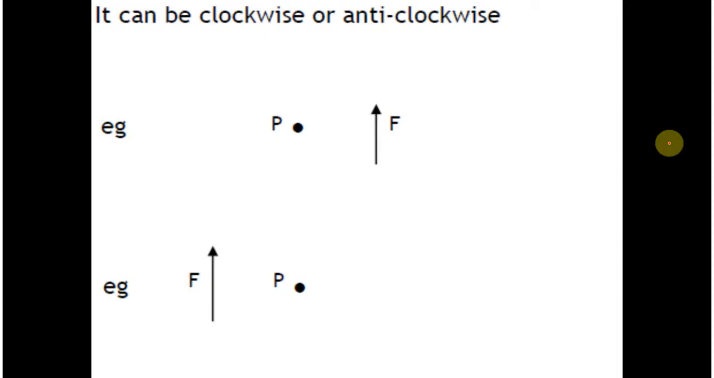Now, a moment can be clockwise or anti-clockwise. So, for example, if we've got the point P, like this, and the force F on the right-hand side pointing upwards, we rotate it round that point P, like so. We find that it moves in an anti-clockwise direction. If we have the force to the left-hand side of P, but still pointing upwards, we rotate it round. This will have moved in a clockwise direction.